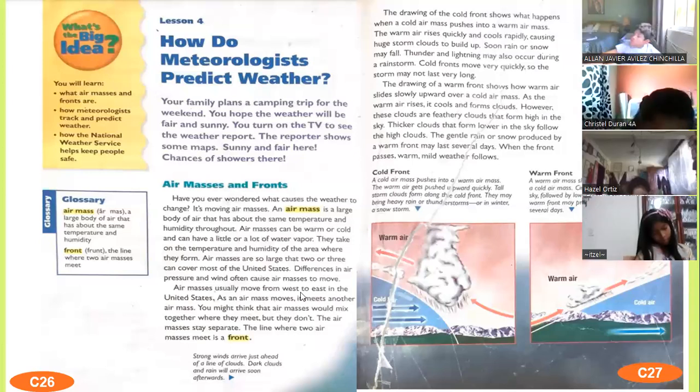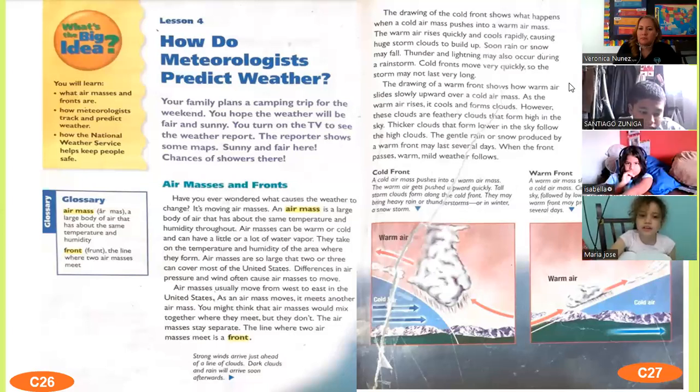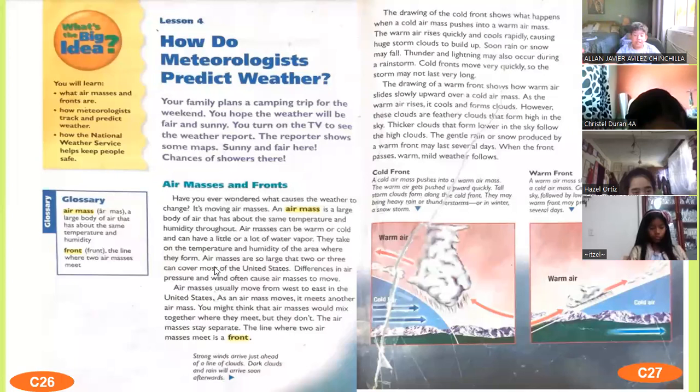Yes, Maria Jose, what's your question? My question is, how many air masses would be needed to cover Russia? Russia is another big country. Maybe 3 air masses or 4. Maybe 4, because Russia is bigger than the United States. Well, yes, it's greater. It's bigger.